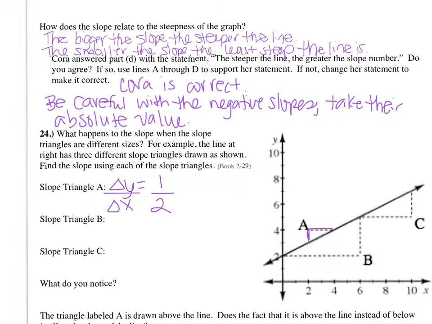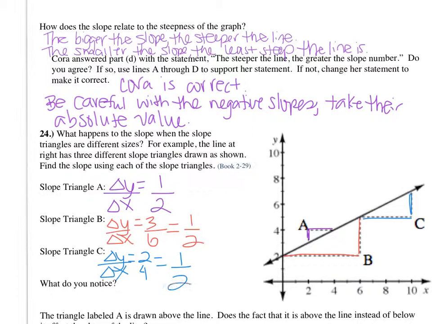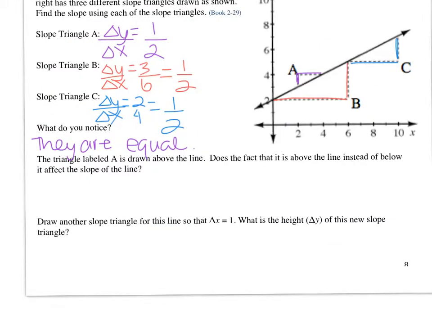For B, my change in y, I'm going from 2 to 5, so that's going to be 3. My change in x is going from 0 to 6, which can be reduced to 1/2. So far they are all the same. Triangle C, my change in y is going to be 2 units, so I'm going from 5 to 7. And my change in x, I'm going from 6 to 10, which is 4, which also reduces to 1/2. So we notice that they all three are equal.